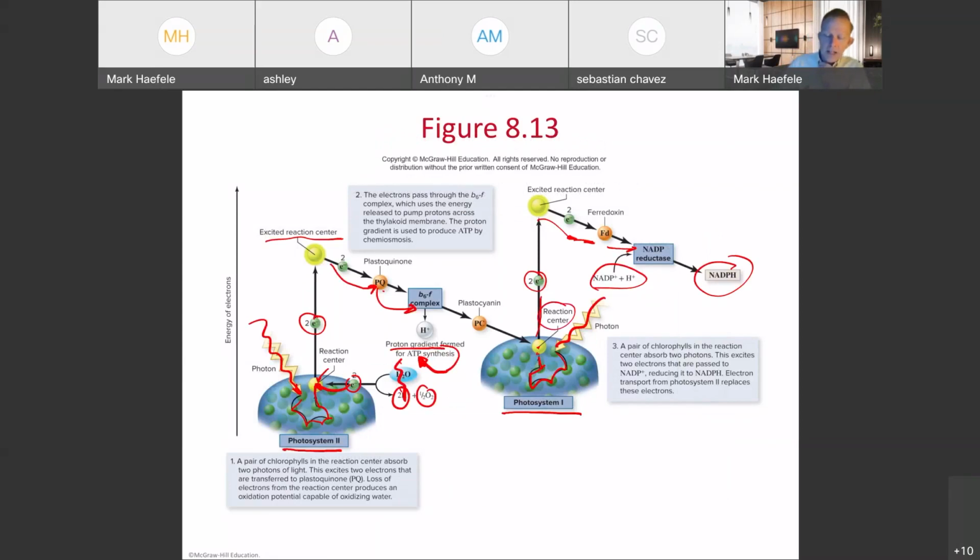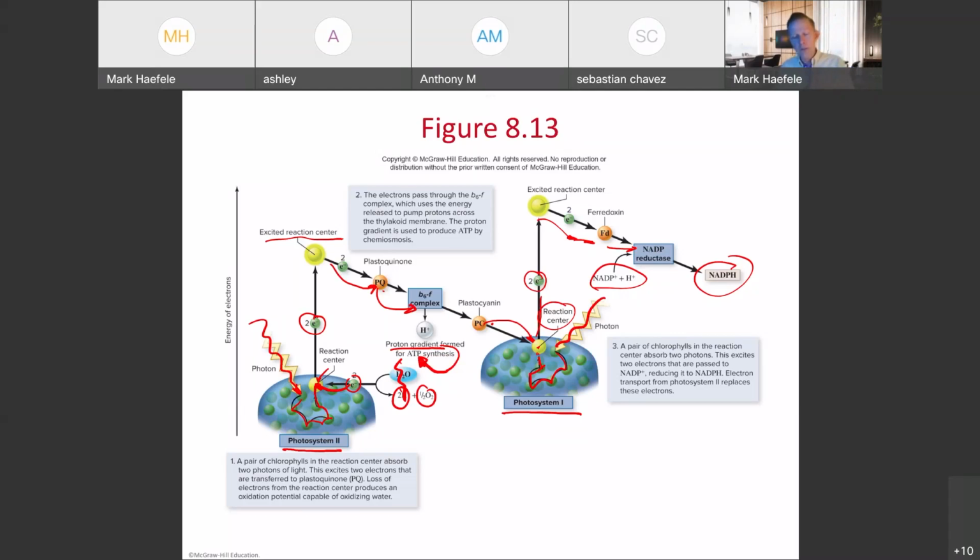Well, plastocyanin, which has inherited the electrons from the B6F complex, will then dump those electrons into the reaction center in photosystem I, therefore replenishing its supply of electrons. So where did those electrons come from? They were the original electrons that came from the reaction center associated with photosystem II. So photosystem II will actually feed photosystem I and replenish its electrons.